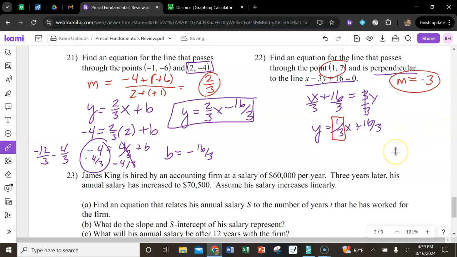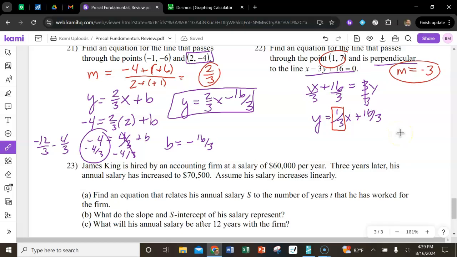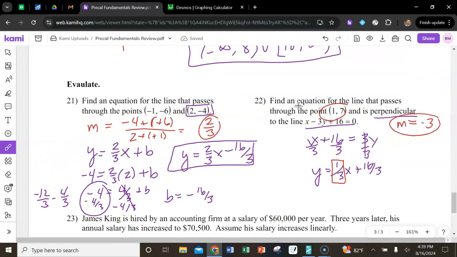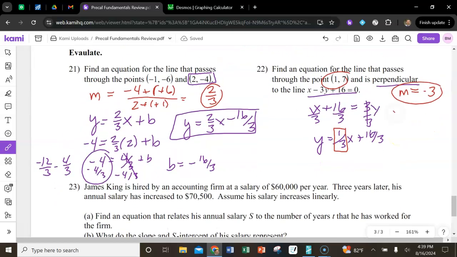So at that point, I'm just going to go through the process like what I did over here. I would have y equals mx plus b, so I would do y equals -3x plus b. I'm going to plug in 7 for y, 1 for x. That's going to be 7 equals -3 plus b. Add the 3 over. 10 equals b, which means we have y equals -3x plus 10.